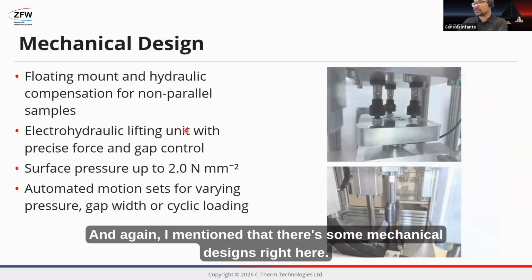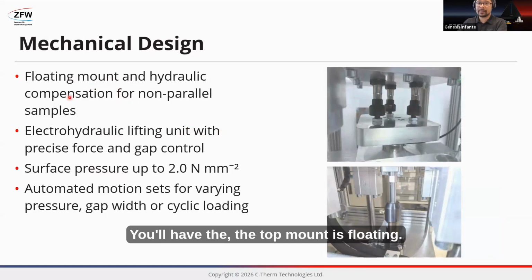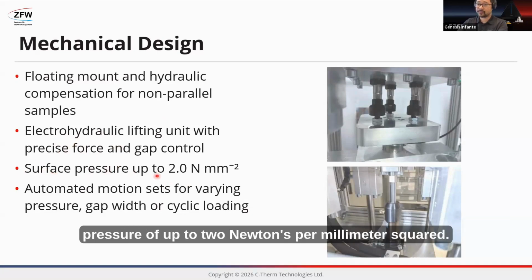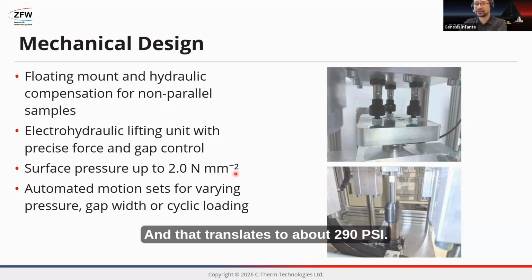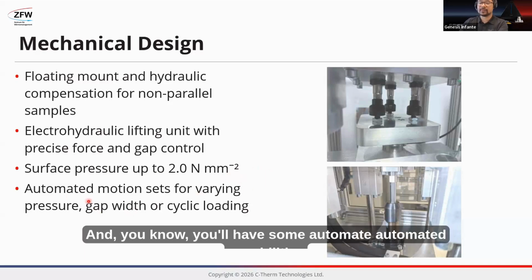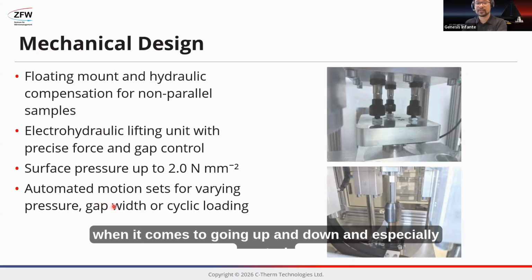And again, I mentioned there are some mechanical designs right here. You have the top mount floating, so that way you can adjust to the parallelism available with the sample. You have the lifts and surface pressure of up to 2 newtons per millimeter squared. That translates to about 290 psi. And you'll have some automated capabilities when it comes to going up and down, and especially control.